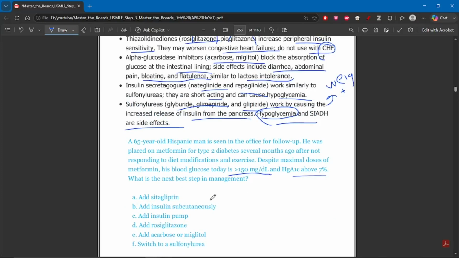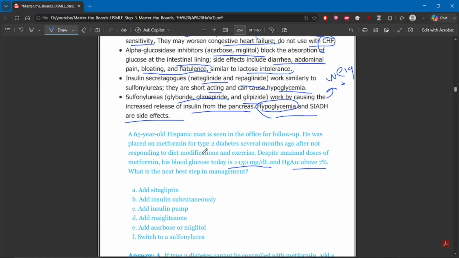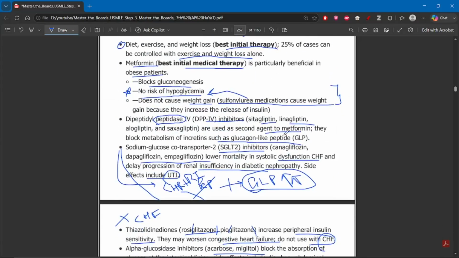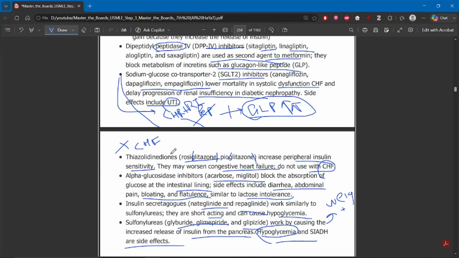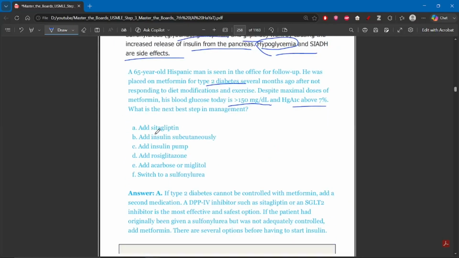So unfortunately, I just scrolled it down. We just studied upwards that metformin is used with another medication. So I hope you remember that this is often used as a second agent to metformin, right? These are the gliptin ones. So the best next step is to add a gliptin, DPP4.